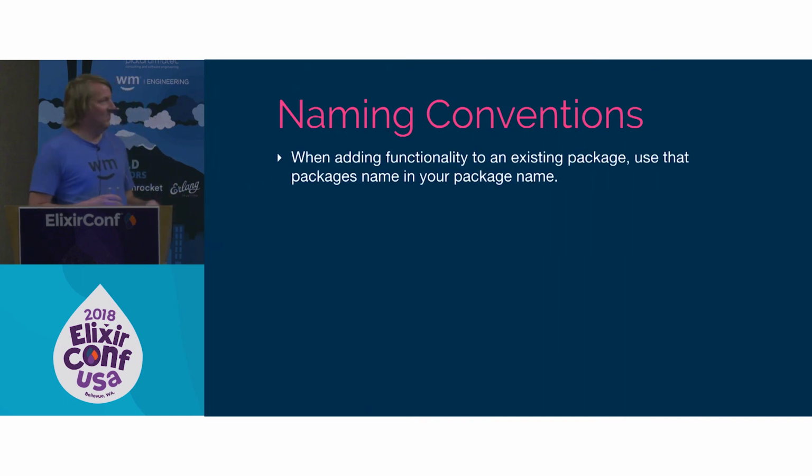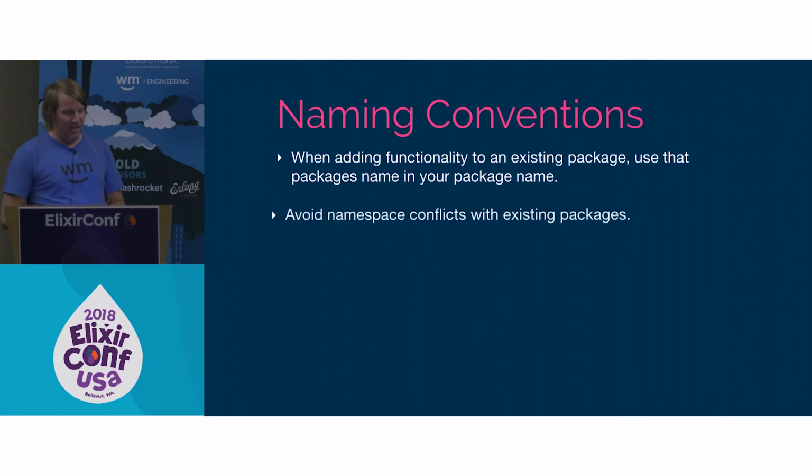So, naming conventions. This is not a hard and fast rule, but generally when you're adding functionality to an existing package, use that package's name in your package name. So if you're adding auth to a specific package, it would be that package's name_auth, for instance. That's a good indication to somebody that, for instance, ecto_enum is a library we use to add enums to the ecto library. Makes sense. When you see that, oh, this is also going to depend on ecto.